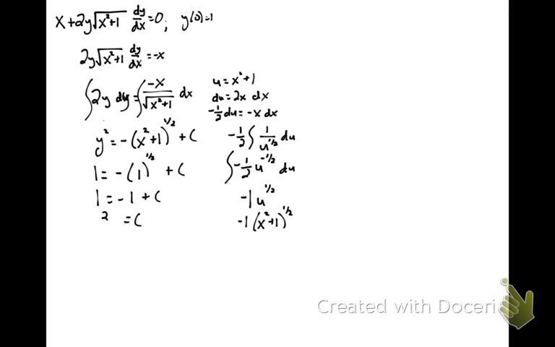which means that my original equation is y squared is equal to the opposite of (x squared plus 1) to the 1/2 plus 2, and I need to take the square root of that. So y equals the square root of 2 minus (x squared plus 1) to the 1/2. And that is solving differential equations by separation of variables.